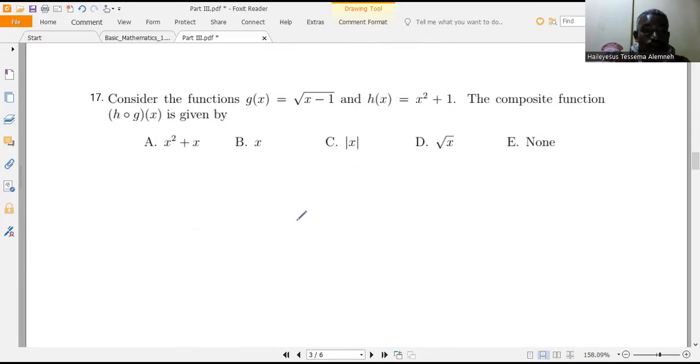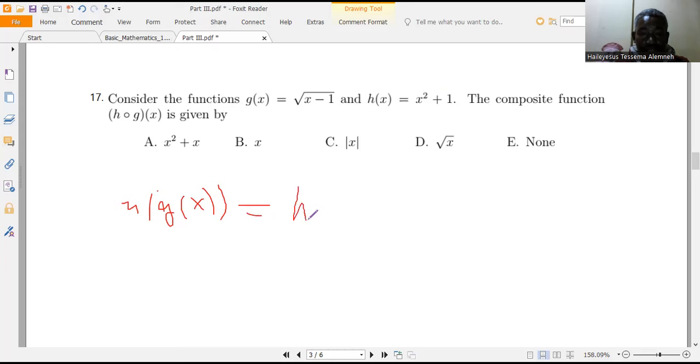The other one is to consider the function g of x equal to the square root of x minus 1 and h of x equal to x squared minus 1, and the composite function h of g of x. g of x can be substituted in, where h of x is clearly x squared minus 1.